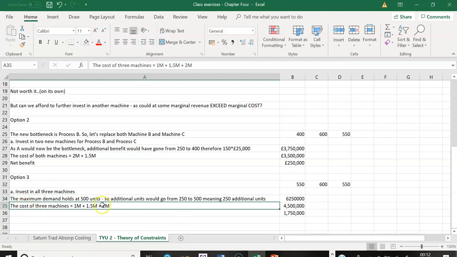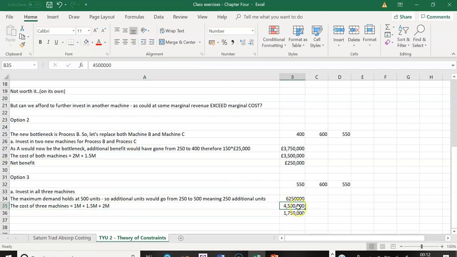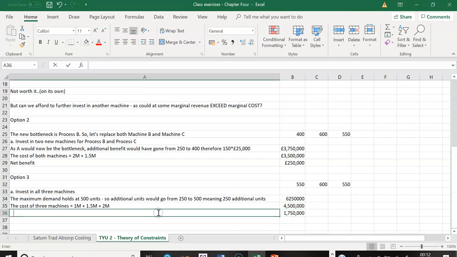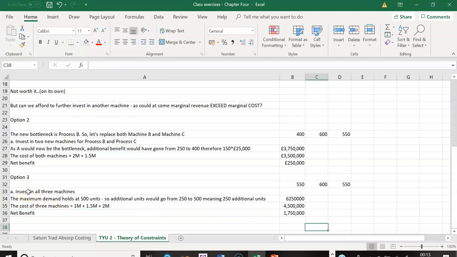So what does that mean? You have the cost of these three machines, which is 1 million, 1.5, and 2 million, because you bought all three machines, leading to a 4.5 million cost. But then you have the 250 additional units multiplied by the 25,000, because it's 25,000 for each unit, giving you 6.25 million, and therefore a net benefit now of 1.75 million.